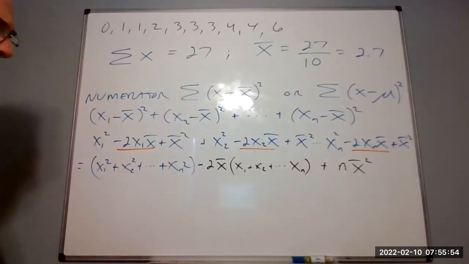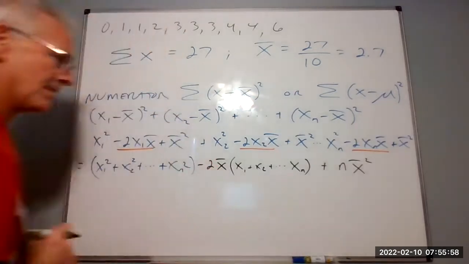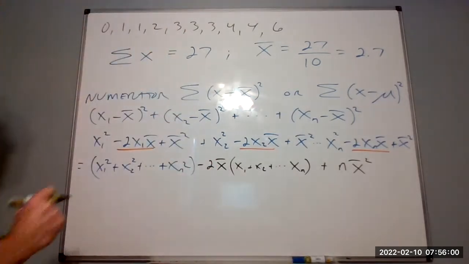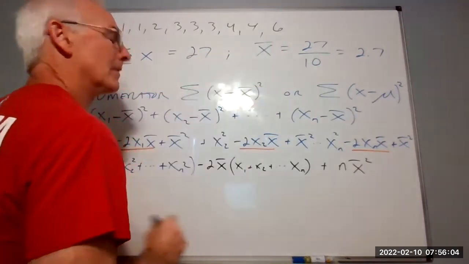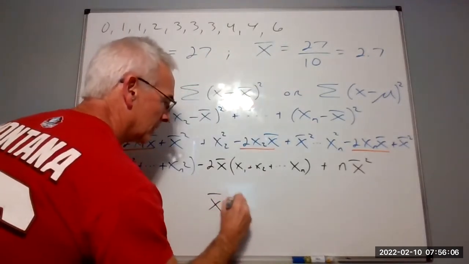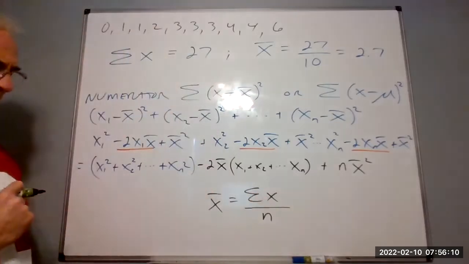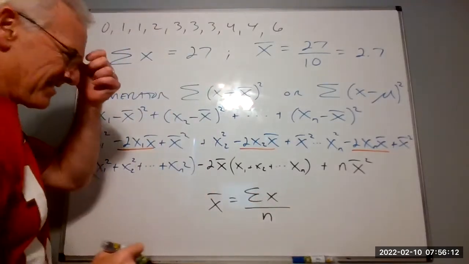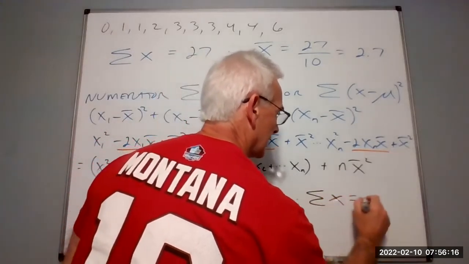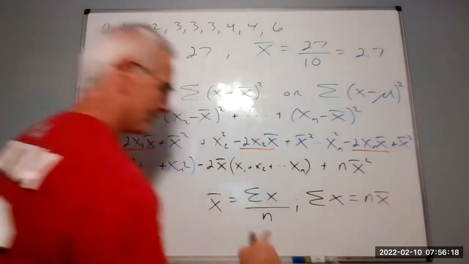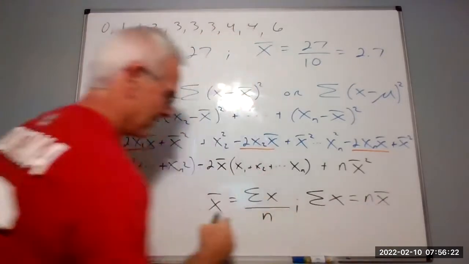What do we got here? This looks kind of familiar. What is X bar? Isn't X bar the sum of all the scores over N? Isn't that true? Then is it also true that the sum of all the scores would be N times X bar, if I just multiply by N? Does everybody see that statement right there?